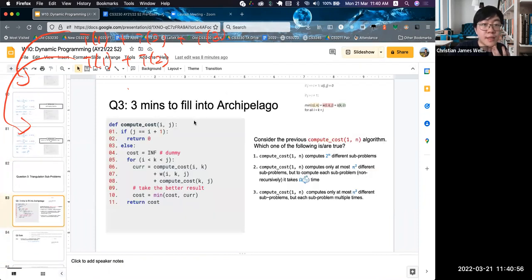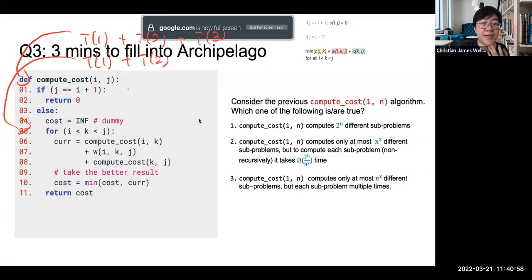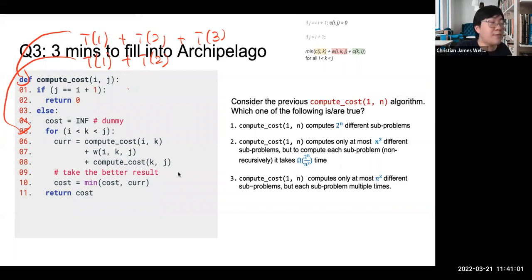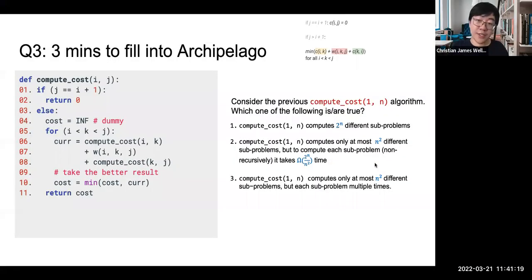So the next question is to consider this algorithm, and we want to study some properties about it. We consider, does this algorithm compute 2 power n different sub-problems, or how many sub-problems does it compute? Take a look at the options real quick, and let me share.